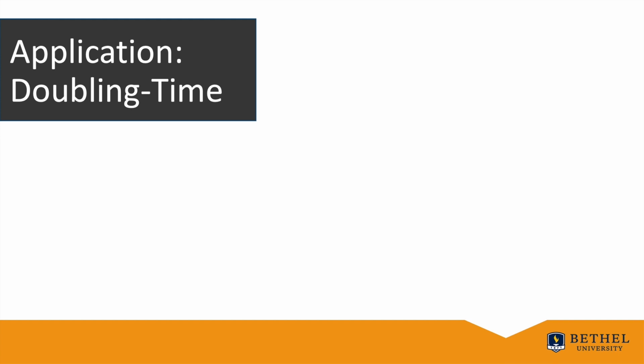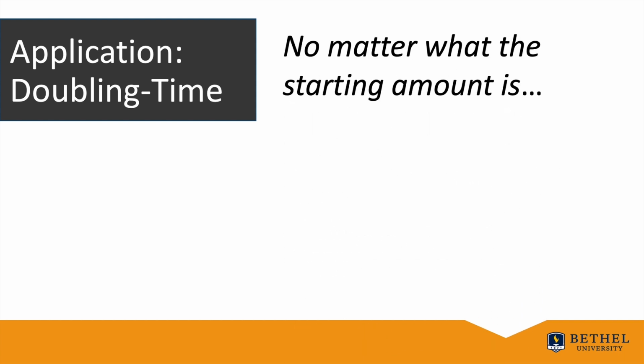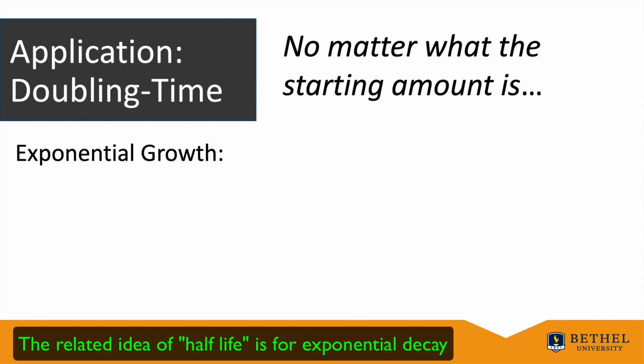As another application, consider the doubling time of an exponential growth function. This is a phenomenon that occurs no matter what the starting amount is. The amount of time it takes for the quantity to double is the same, called the doubling time. Again, our situation is exponential growth. The formula for the function is p equals f of t equals p sub 0 times a to the t, where a is bigger than 1.